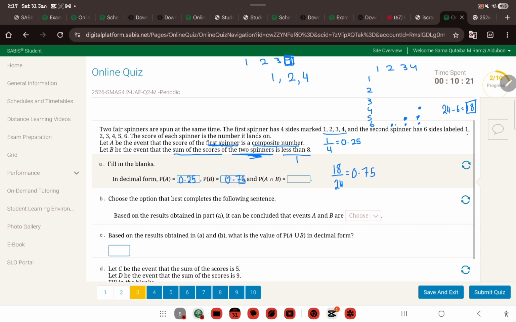Okay, so A intersection B. What does A intersection B mean? It means that spinner A has to be 4, and at the same time the sum of the two spinners has to be less than 8. So we only consider this column when finding the intersection. So we have 1, 2, 3, 4. We only have cases where if we use 4 from the first spinner and add it to the values of the second spinner, we get a number less than 8. So we do 4 divided by the total number of arrangements, which is 24.